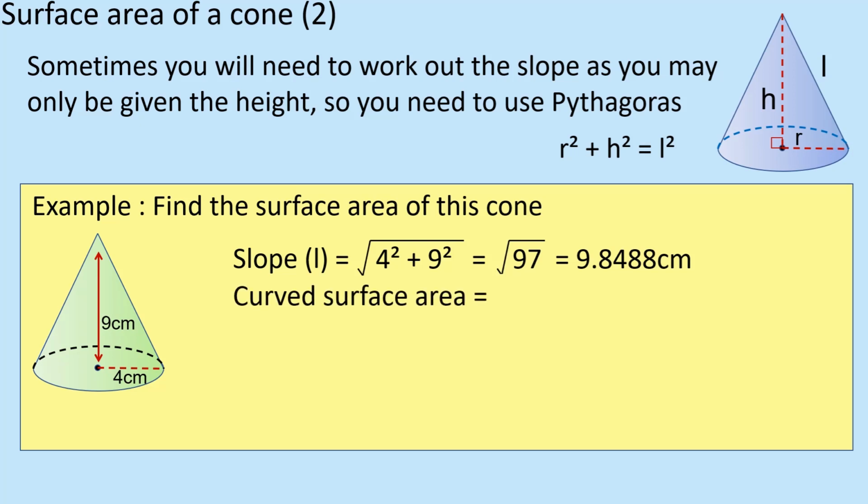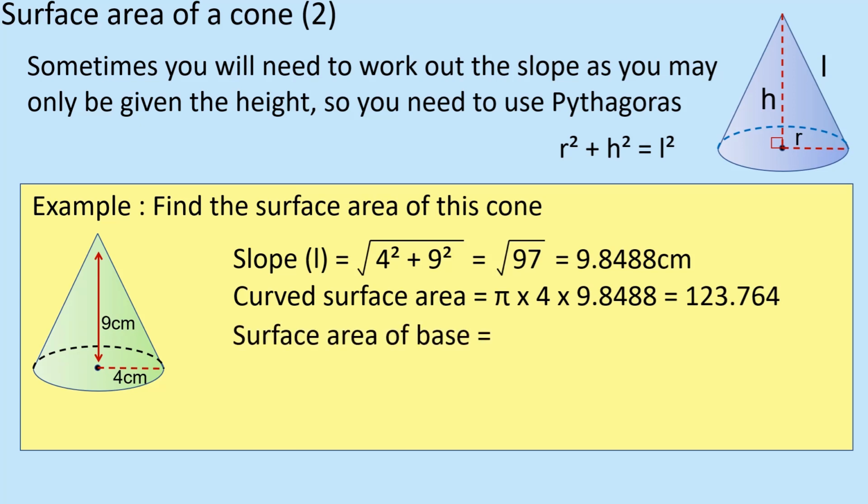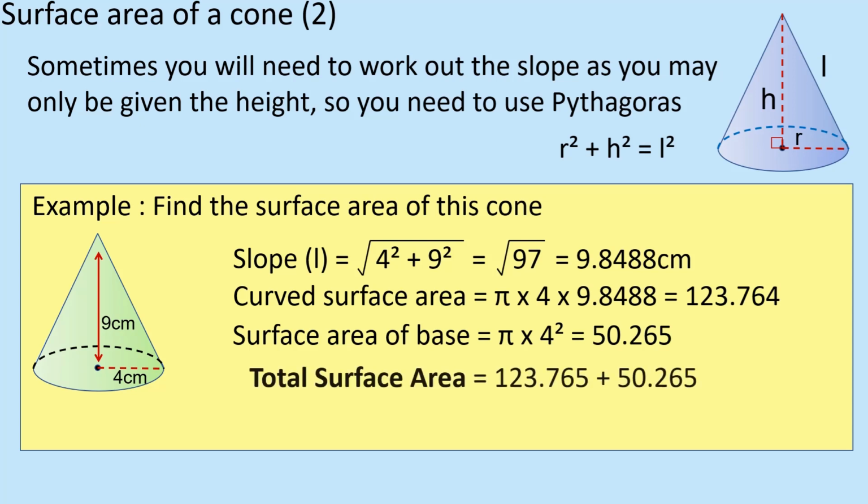And then the curved surface area is pi times radius times length, so pi times 4 times that answer. All right, and that's going to give you 123.76. And then, because it's the whole surface area, don't forget you still need the surface area of the circle at the bottom. So that's pi times 4 squared, which is pi times 16, which is 50.265. And then the total surface area would be those two added together.